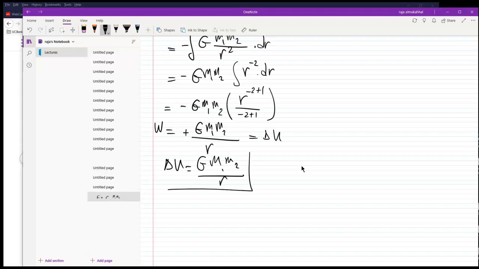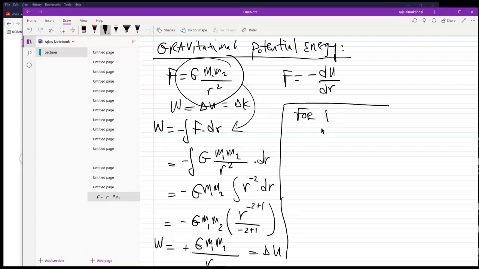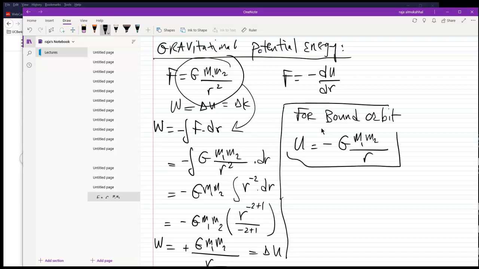This is a very important result. As a matter of fact, it's actually for a bound orbit. For a bound orbit, the potential energy U, or delta U, is negative. So it becomes minus G m1 m2 over r. Okay, what does that mean? All right, here is the meaning of it.